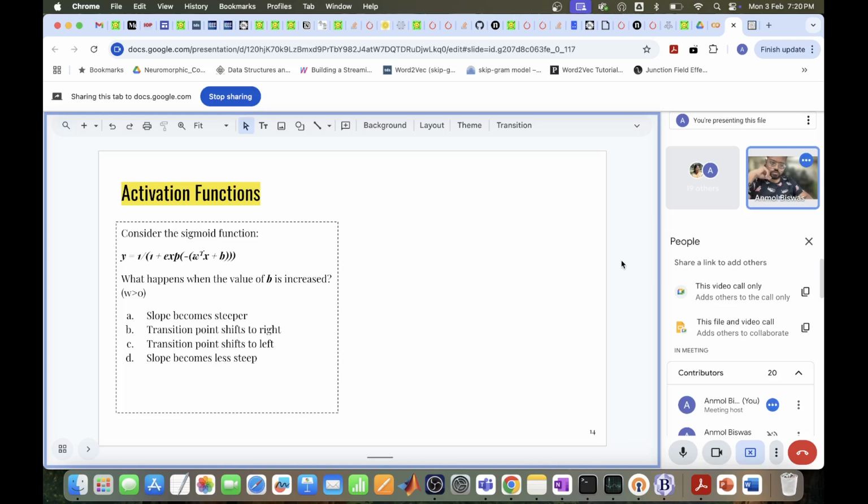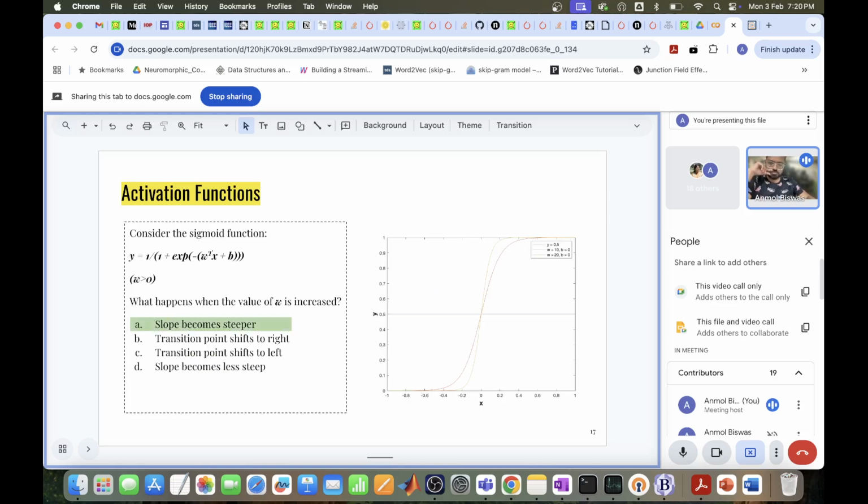Then we end up in activation functions, where we look into some properties of the sigmoid. For example, keeping the weight constant, if you tinker around with the bias, what happens is that this transition point, where things flip from one side to the other, shifts in whatever direction, depending upon how we change the bias value and the value of the weights, right? And similarly, if you change the value of the weight, what happens to this function, right? You see that the slope becomes steeper, right?